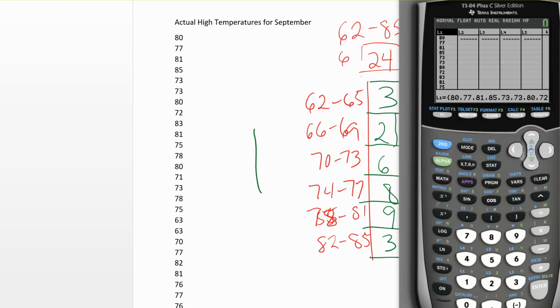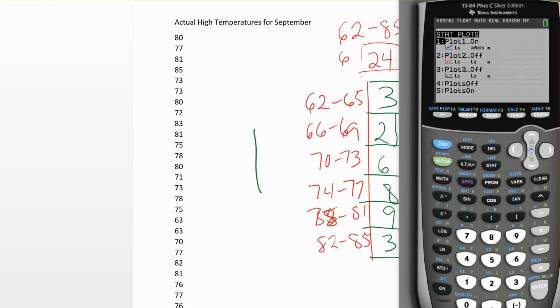Now we're going to let the calculator do our work for us. We have our list of data values, so we're going to go 2nd and then Y=, which is Stat Plot. That's in blue, so we're going to go 2nd and Stat Plot. We want to make sure that only Plot 1 is on, and in this case Plots 2, 3, and 4 are all off. Don't worry about number 5. So Plot 1 is on, and we're going to hit enter.